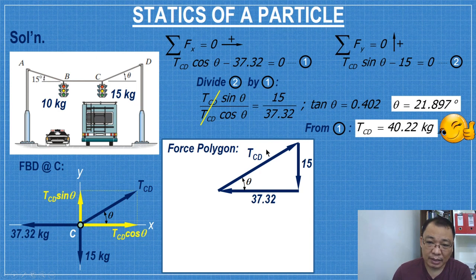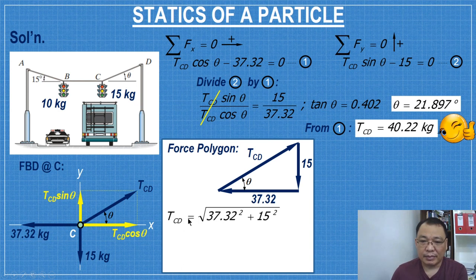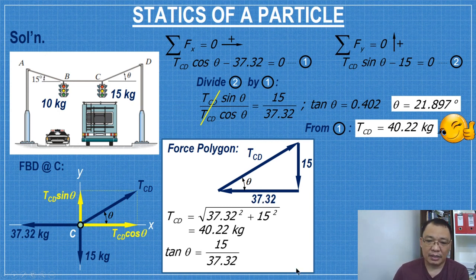Given two sides and an unknown hypotenuse, the solution is the Pythagorean theorem. And the value is 40.22. Same here. And then for theta, given the opposite side and the adjacent side, then use tangent. So arctan, as you can see, same result. Theta is 21.897.